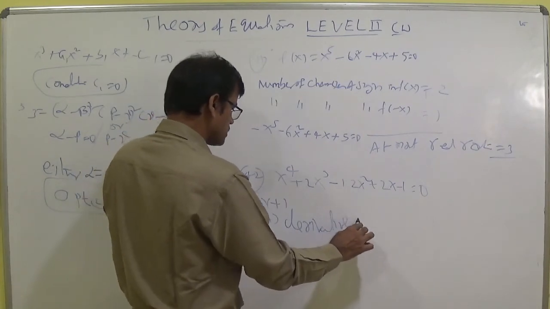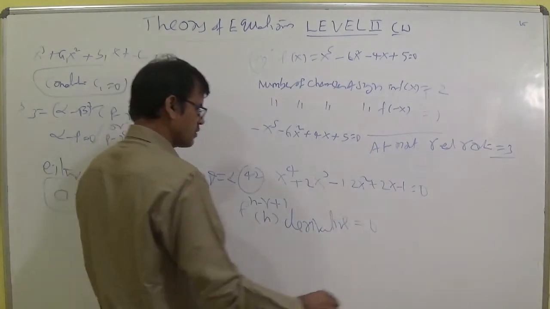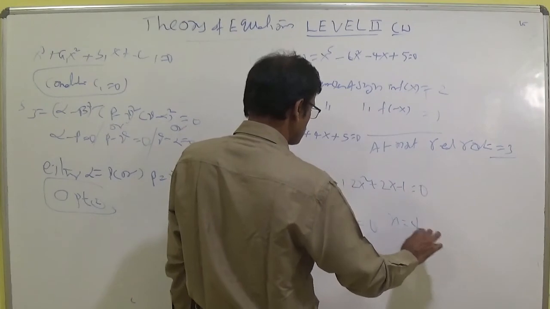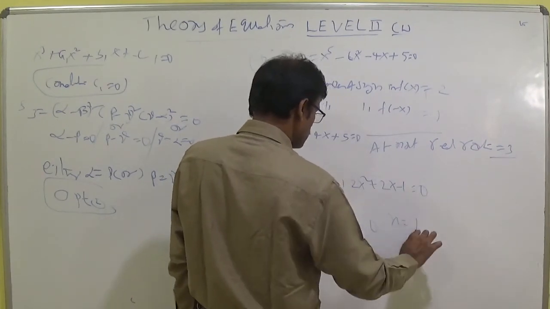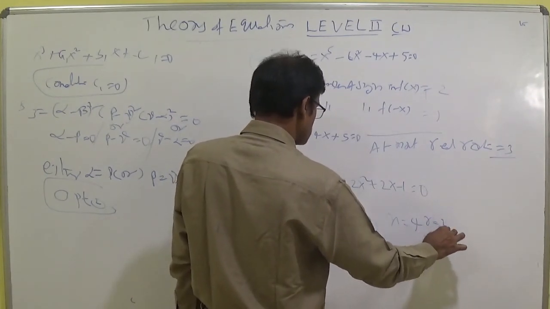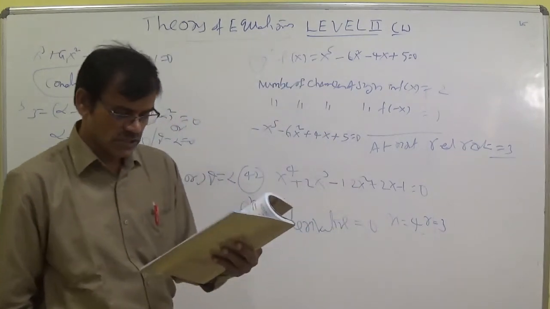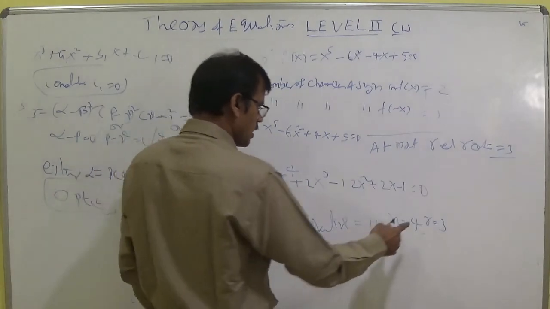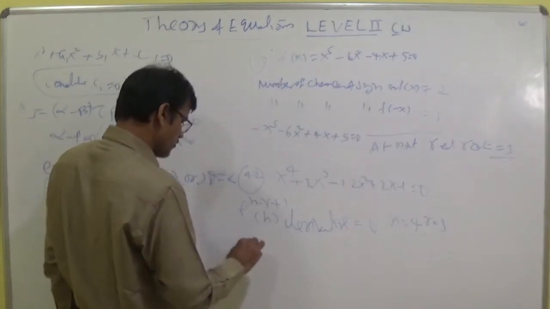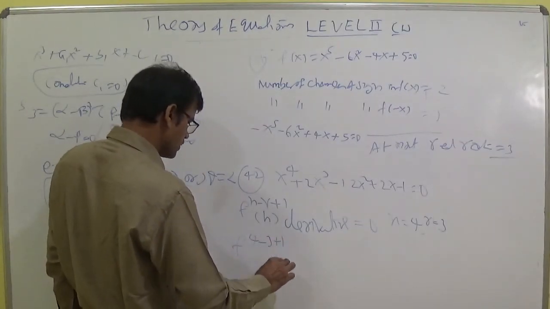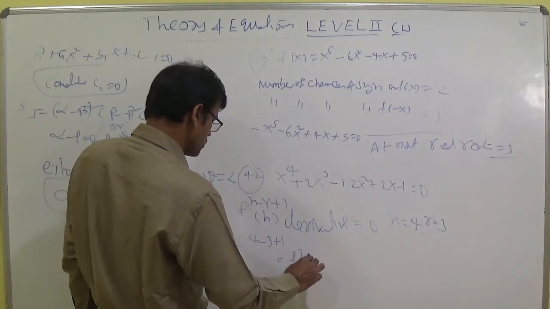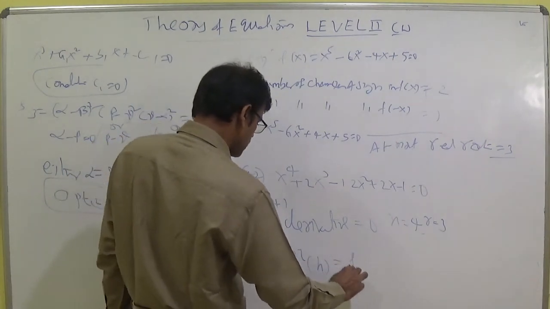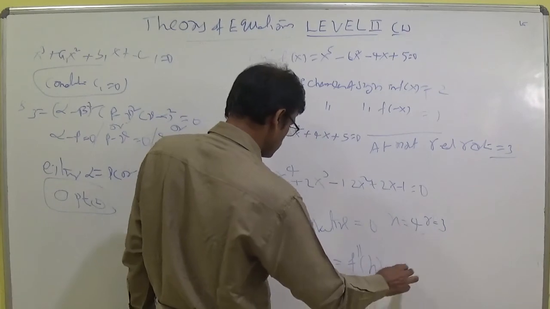F power (n minus r plus 1) derivative equal to 0. So n is equal to 4, r is equal to, read the question, what he is asking: third highest power means 3 and second highest power means 2. Here by eliminating the third term, r is equal to 3. So you write now f power (4 minus 3 plus 1), so f square h, you can understand f double dash h is equal to 0.